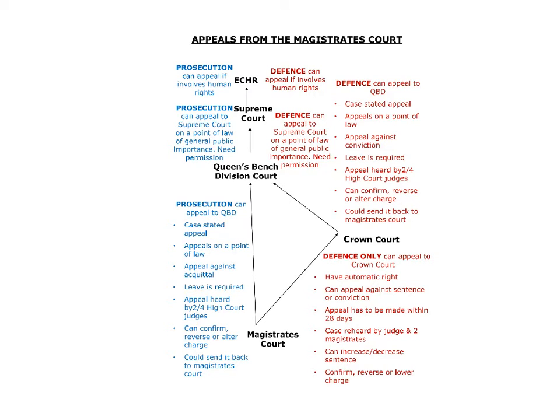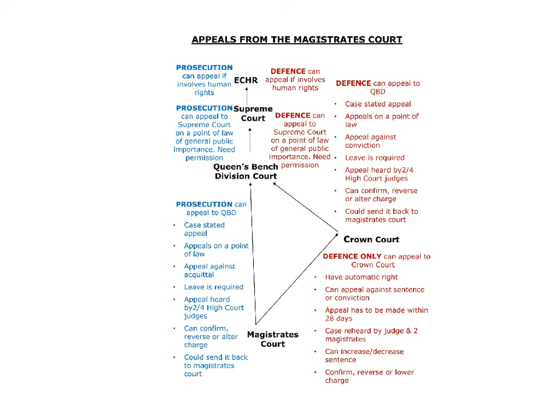The appeal has to be made within 28 days, and when you do appeal, it'll be heard by a judge, and you'll sit along two magistrates. So instead of the bench of three, we'll have a bench of two, and a qualified judge making that decision. As you can see from the bottom, they have the ability to increase or decrease the sentence.